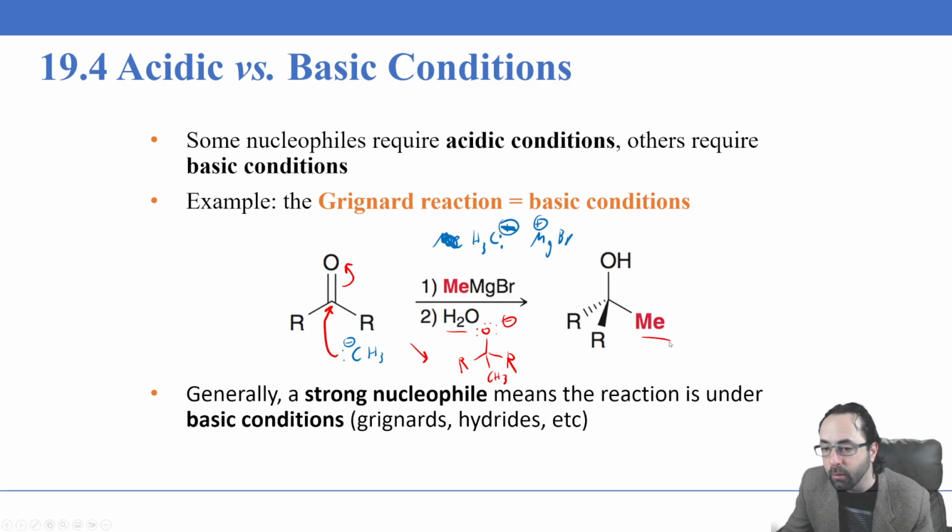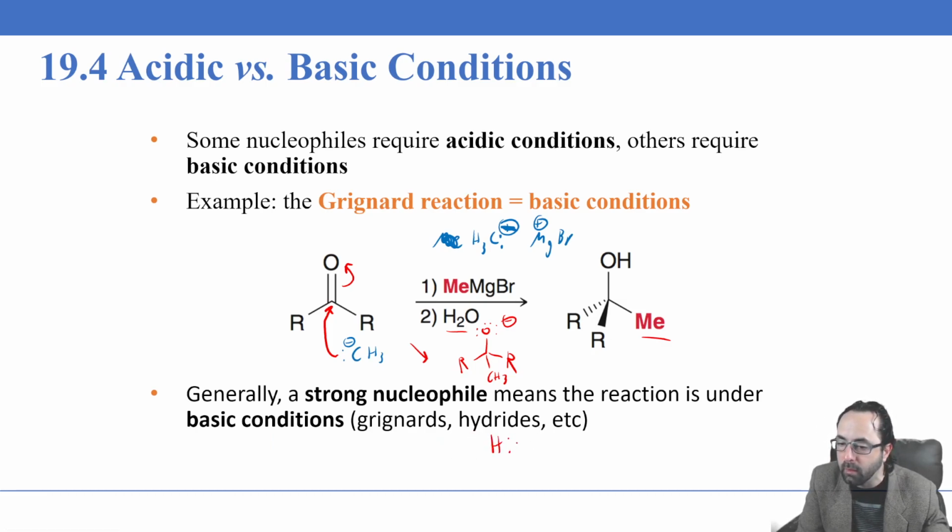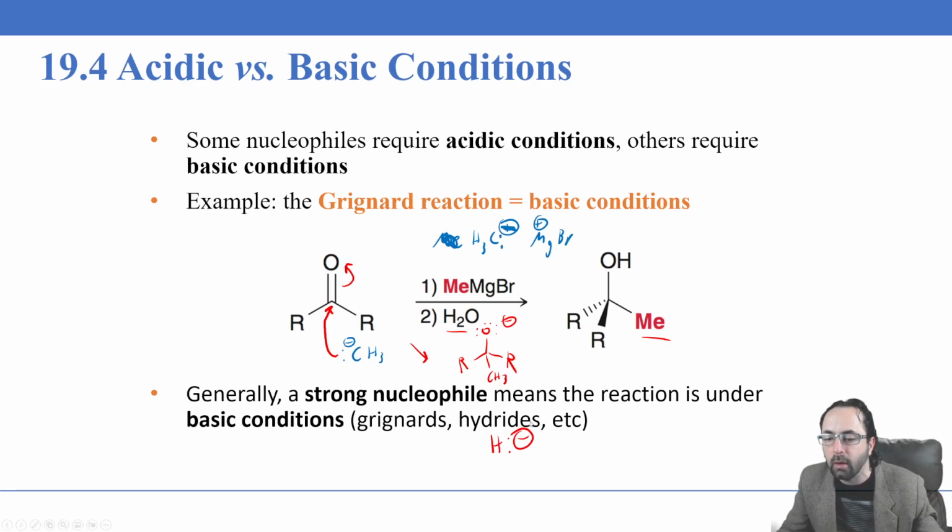So if we have a Grignard reaction, the methyl anion here is going to be an extremely strong nucleophile, but it'll also be a very strong base. So we need to have this done under basic conditions. Nucleophiles that are extremely strong bases include Grignard reagents and hydrides, which is H-, which you can have with sodium hydride or something.